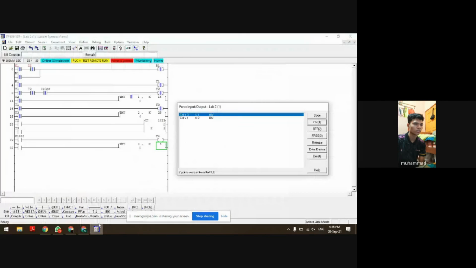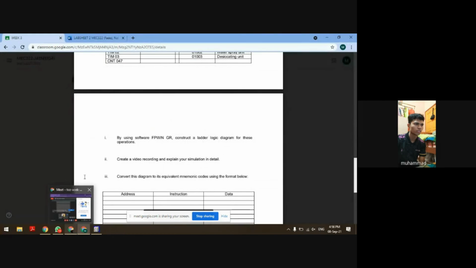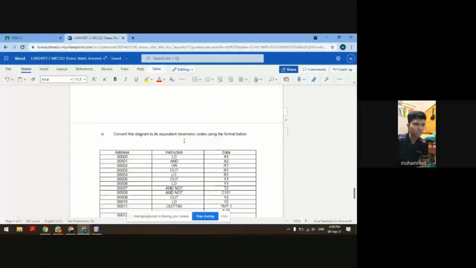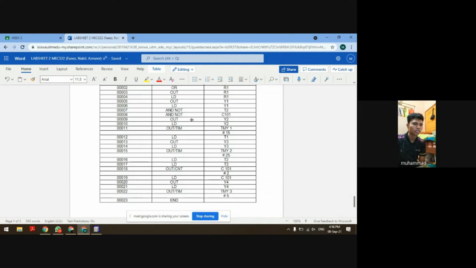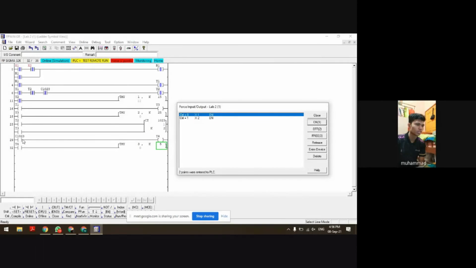That's all for the simulation. After that, these are our mnemonic codes: LD for the S1 load, and for S2, and for R1 output R1, until the end. It's the same as the process for the ladder diagram. That's all for my presentation. Thank you.